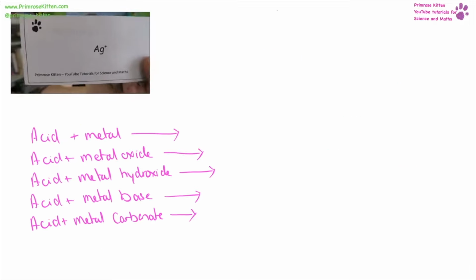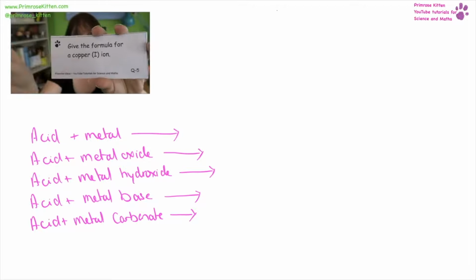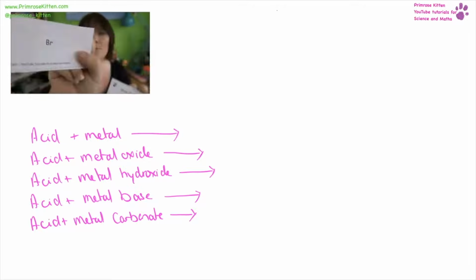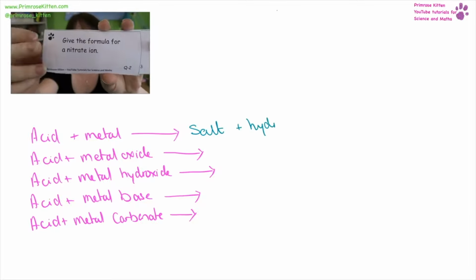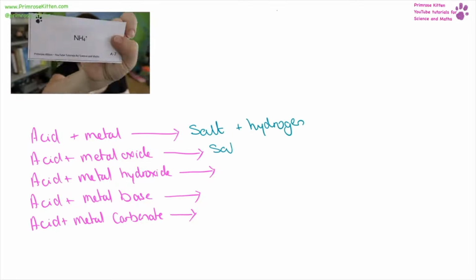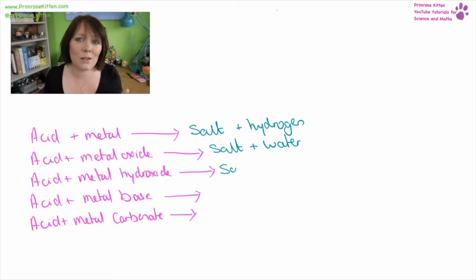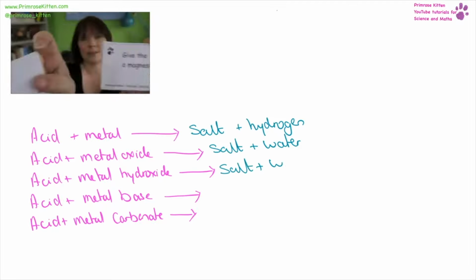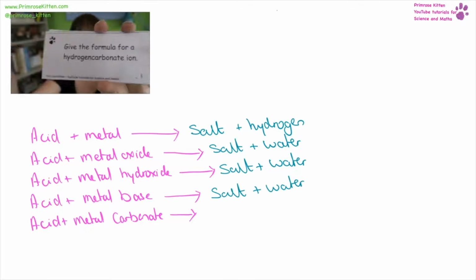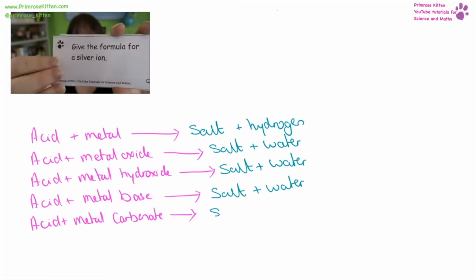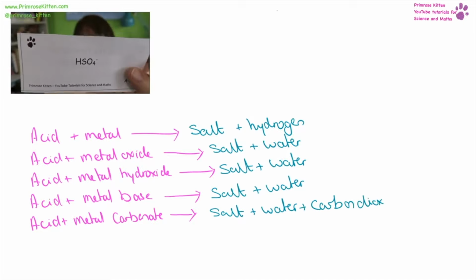You need to remember all of the equations, remember the ions, and be able to work out what is going to come from a reaction. So if we have an acid and a metal, we are going to get a salt plus hydrogen. Acid plus metal oxide is going to give us a salt plus water. Acid plus metal hydroxide is going to be a salt plus water. Acid plus metal base, salt plus water. Acid plus metal carbonate is going to give us a salt, water, and carbon dioxide.